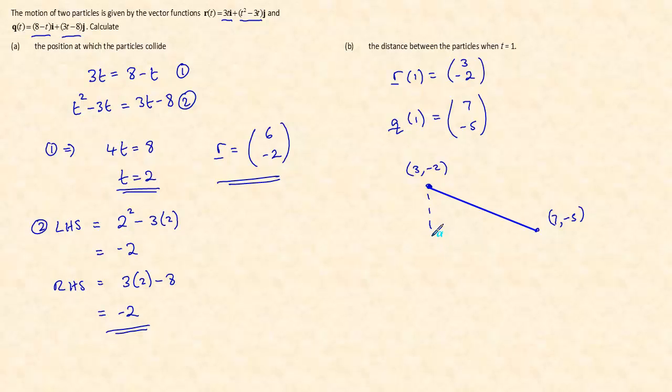So let's just form a right-angled triangle. 3 going across to 7 is 4. Negative 2 going down to negative 5 is 3. And that's a 3, 4, 5 triangle, so the distance is equal to 5.